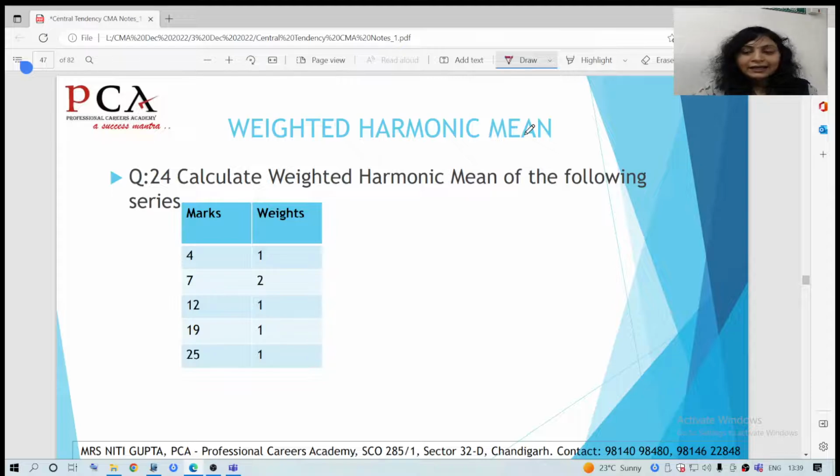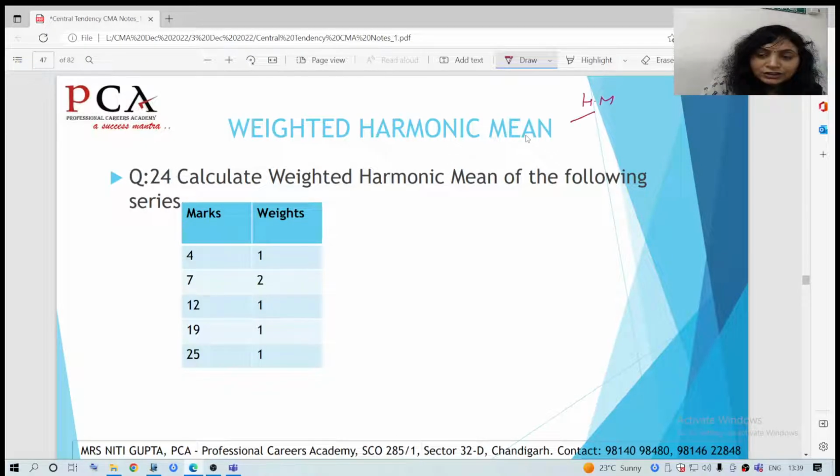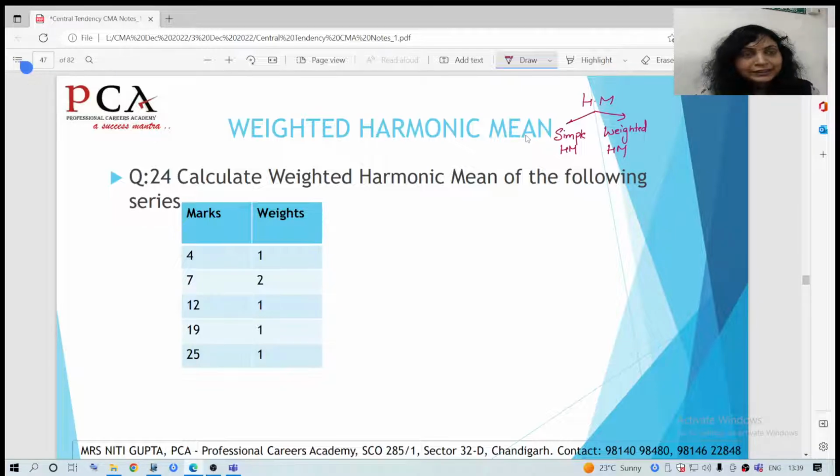So next again, harmonic mean is of two types. One is simple harmonic mean and second is weighted harmonic mean. Mathematical averages, whether it is arithmetic mean, geometric mean, harmonic mean, these three averages are classified as simple average and weighted average. So I have already explained you, when all the items have equal weightage, in that case we compute simple average. But if every item has different weightage based on their importance, then we compute weighted harmonic mean.